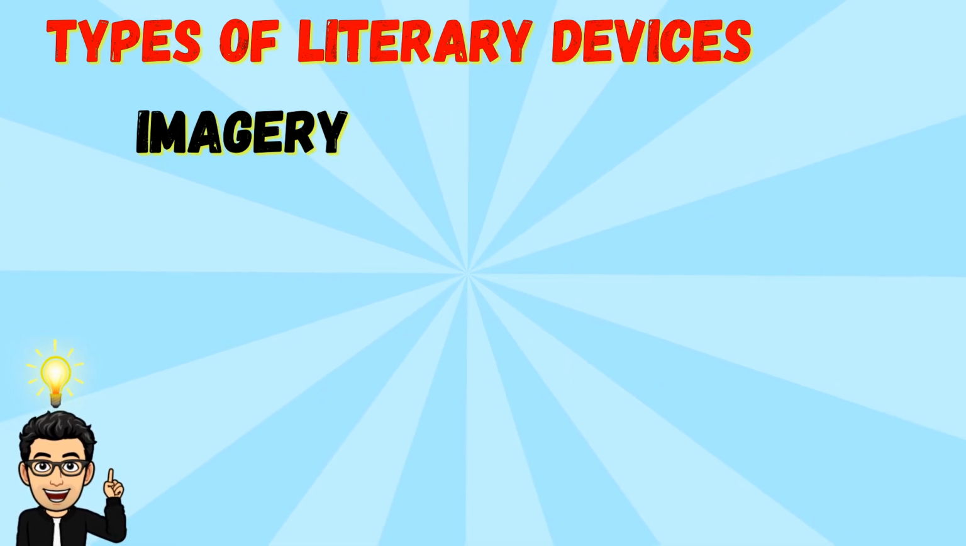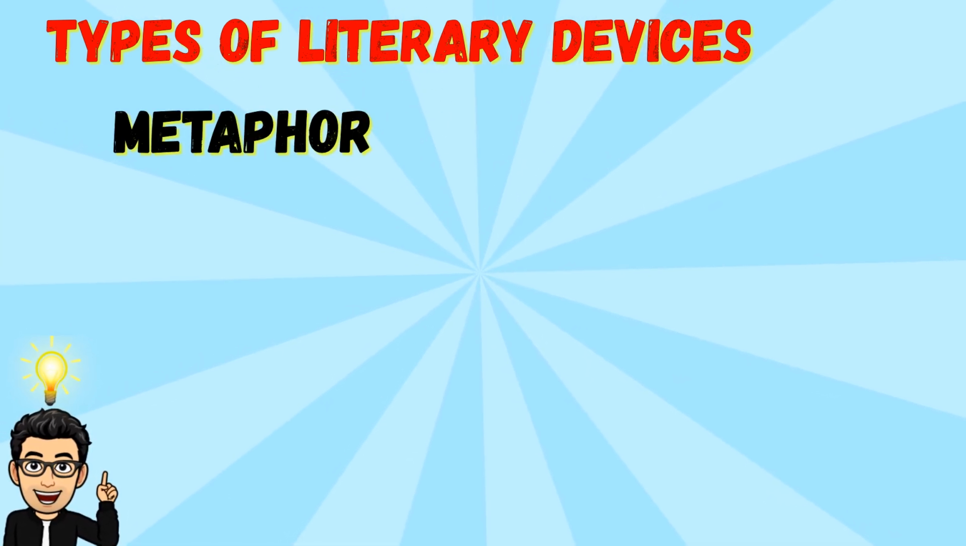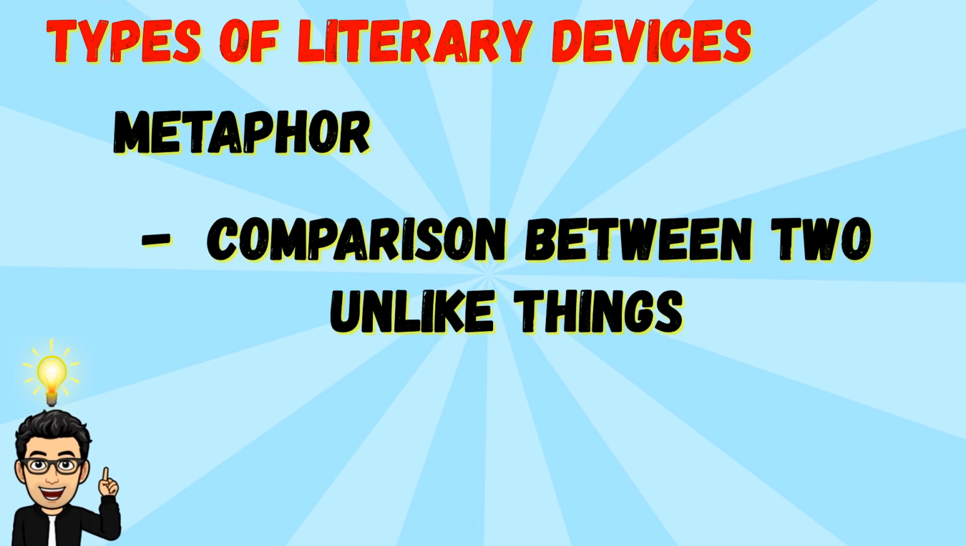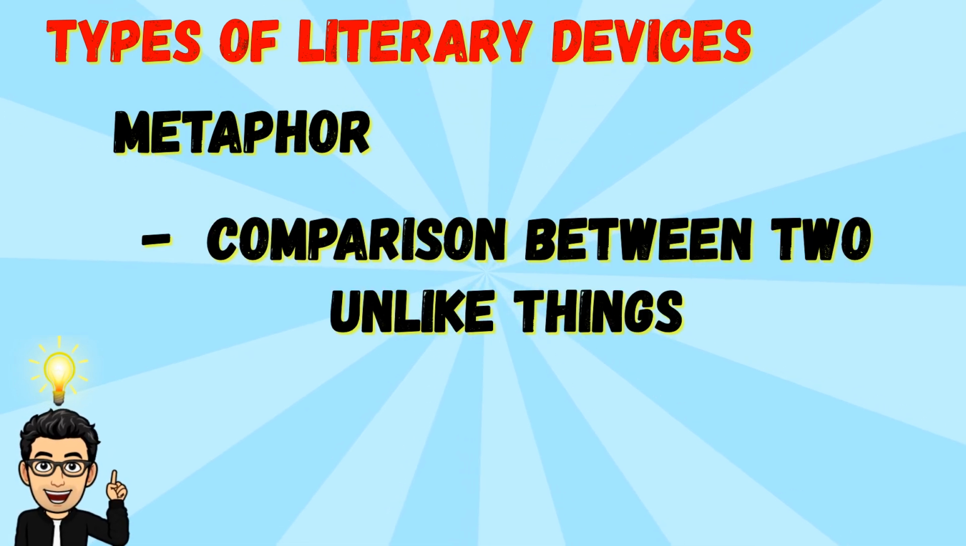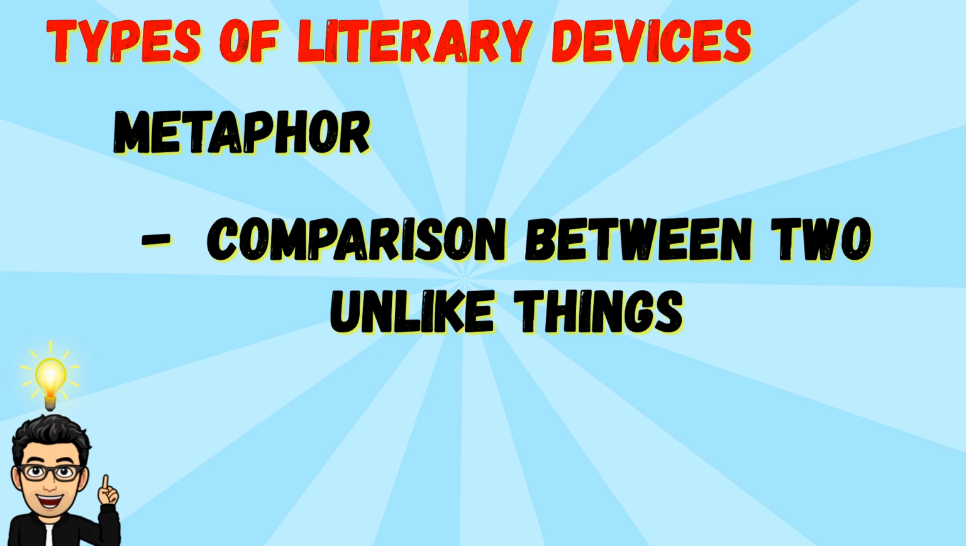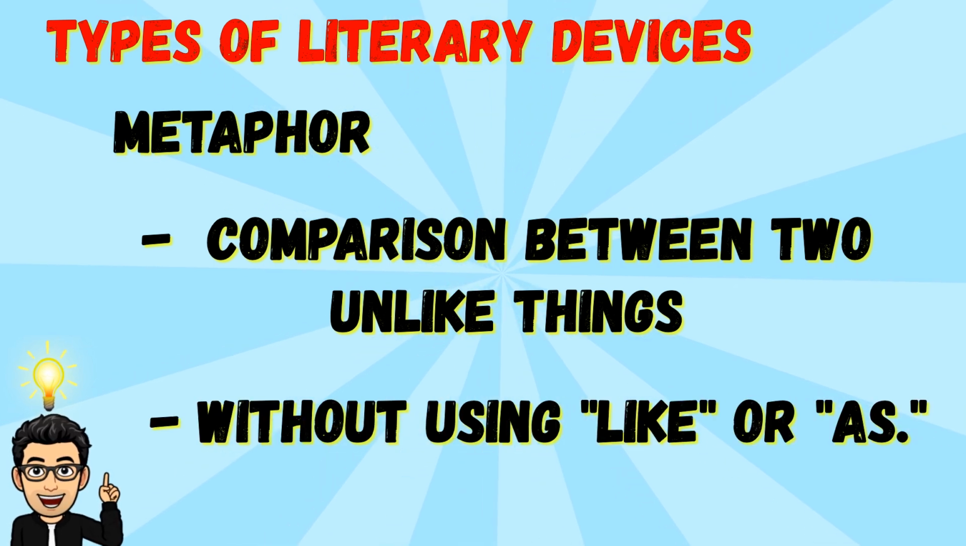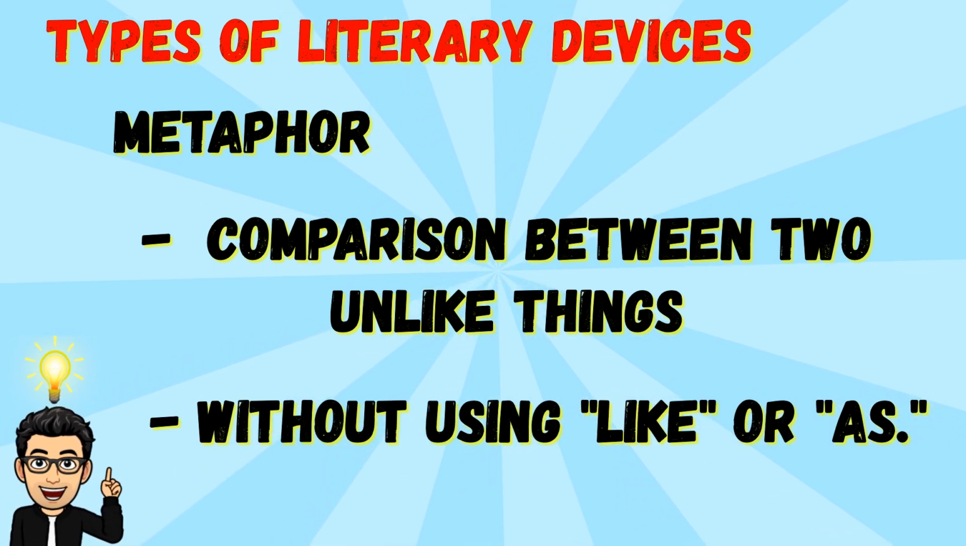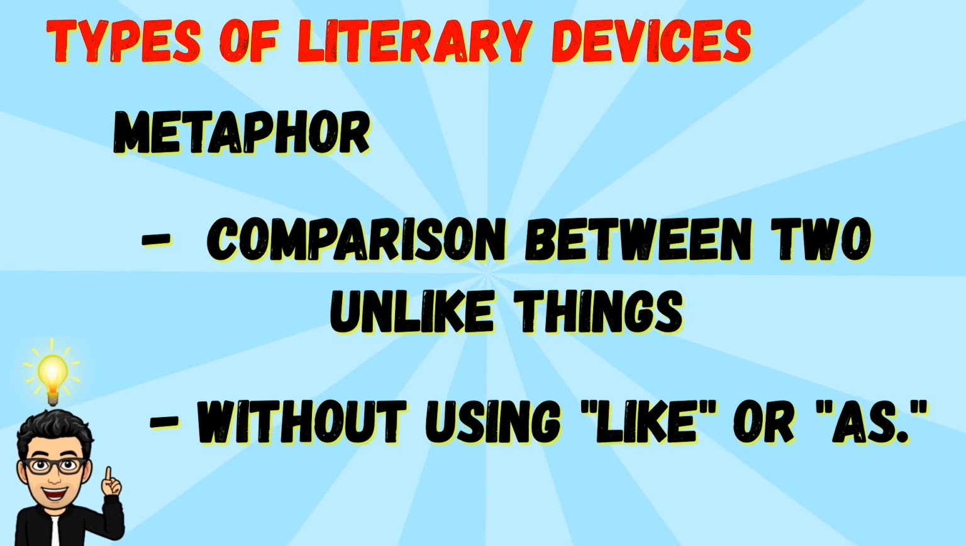Next is metaphor. Metaphor is a comparison between two unlike things, suggesting a similarity or shared characteristic without using like or as. So basically, it is a direct comparison between two unlike things.